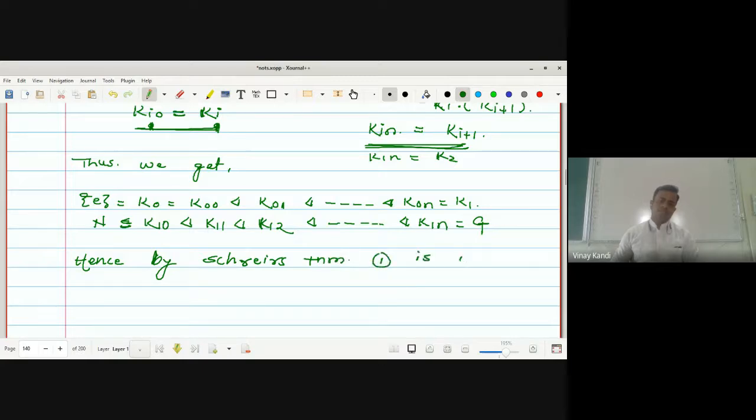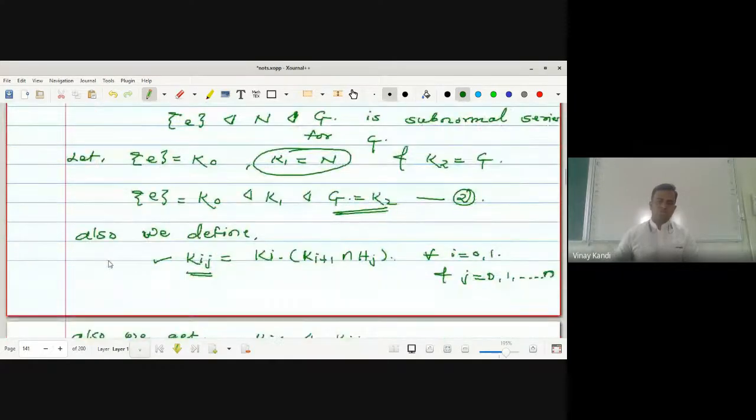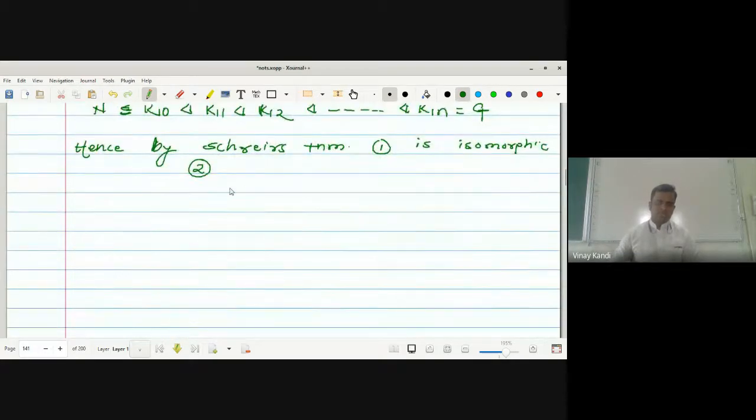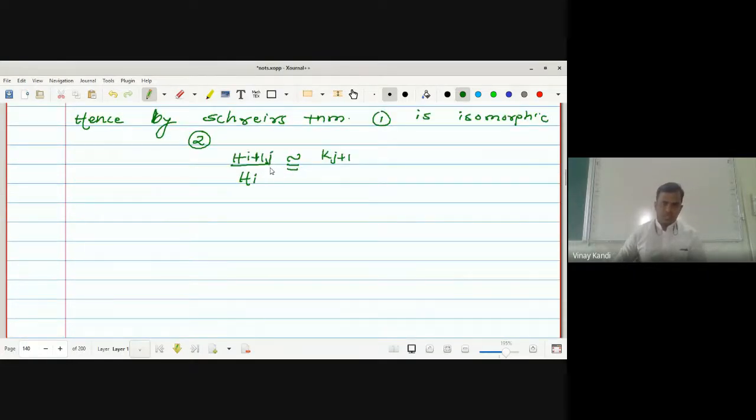One is isomorphic to what? This series is isomorphic to the second one. So hence, Hi plus 1 upon Hi is isomorphic to Kj plus 1 upon Ki, and Hj upon Hi is equal to Kj upon Ki.